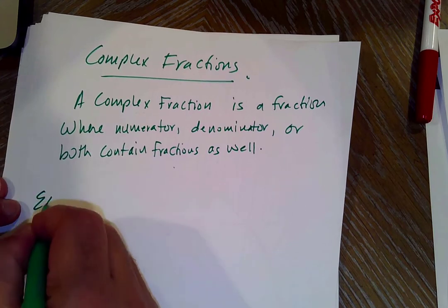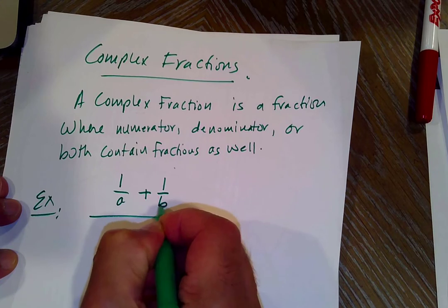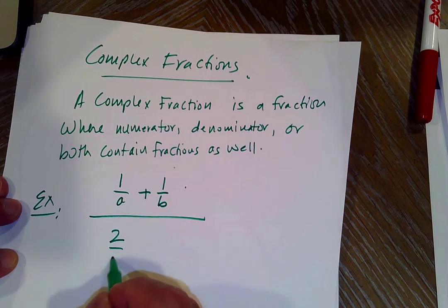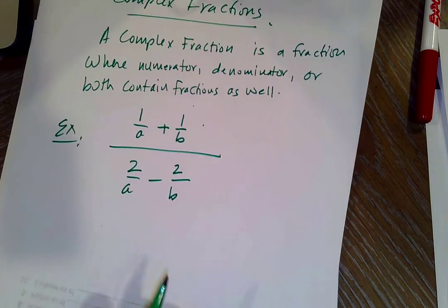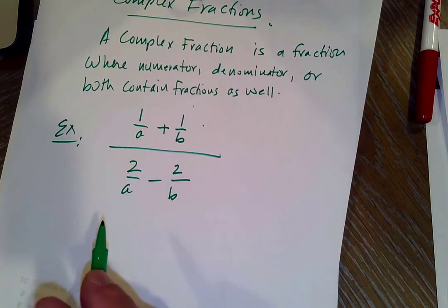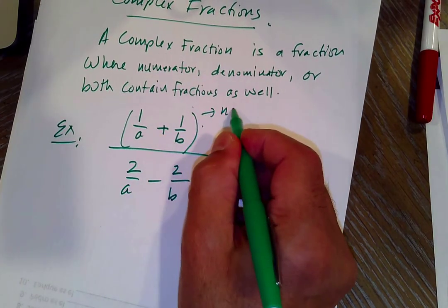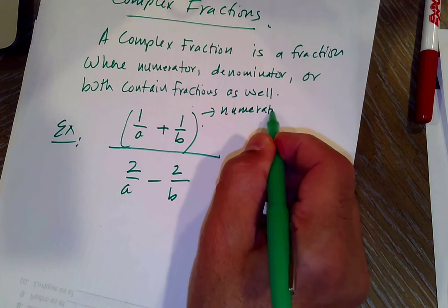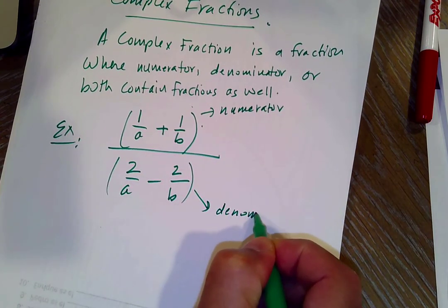For example, 1 over a plus 1 over b over 2 over a minus 2 over b. So how do we simplify it? See how complex this is? To simplify it, you need to multiply. This is called the numerator of the complex fraction, and this is called the denominator of the complex fraction.